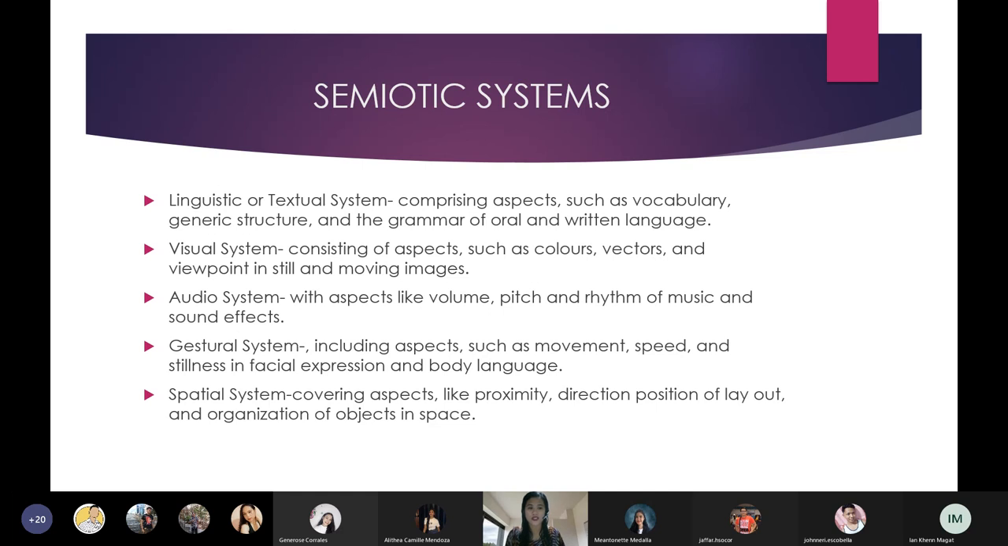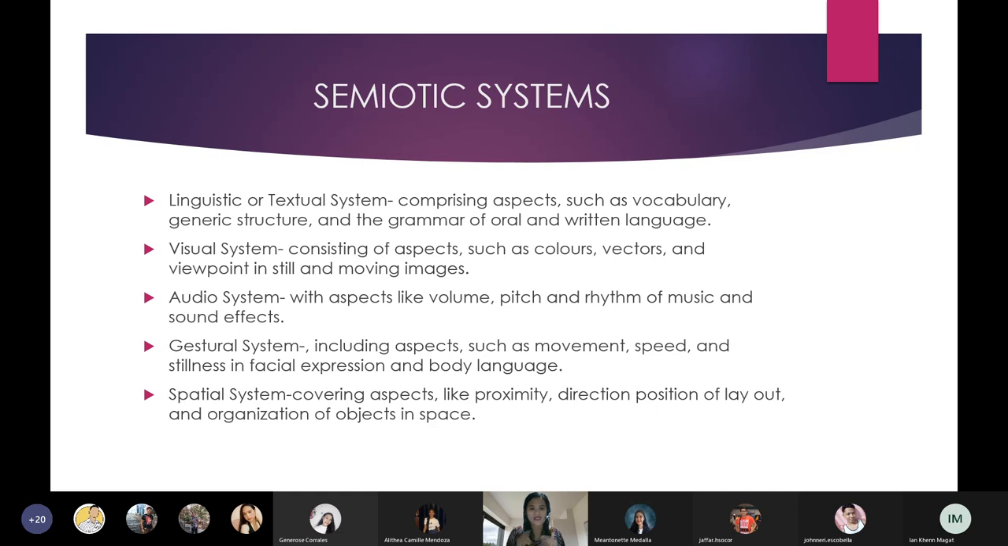The other one is the visual system. The third one is the audio system. The fourth one is the spatial system. Now, if I do this kind of volume and also pitch, then I guess my audience will sleep, okay? Or will get bored.